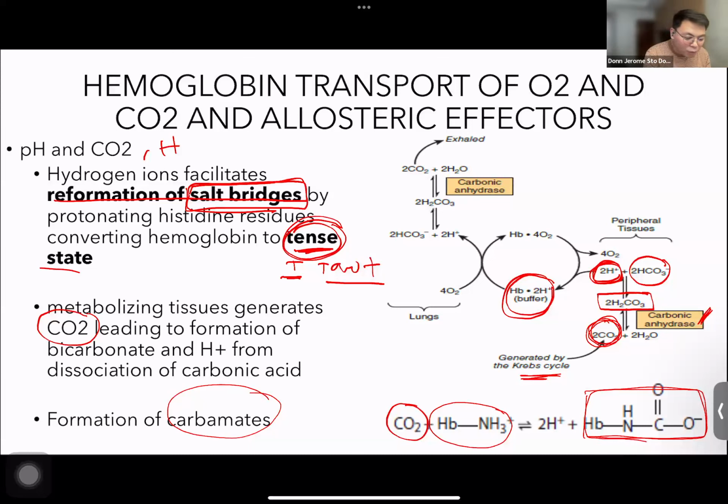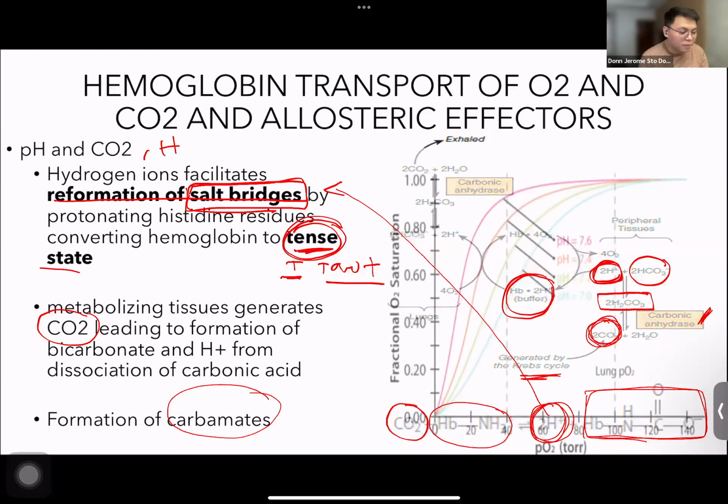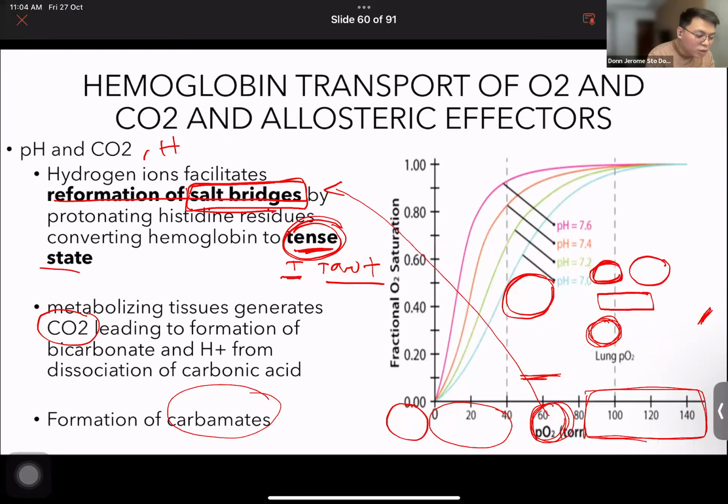In the process, ano yung na-produce nyo? Hydrogen ions. Can that facilitate or can that reform the salt bridges? Yes po, Doc. Can that facilitate the formation of TENS or T-state? Yes po. Ano nga uling form yon? Is it the high or low oxygen affinity form? The low oxygen affinity form. Releasing oxygen. Oh. Anong manonotice nyo dito?